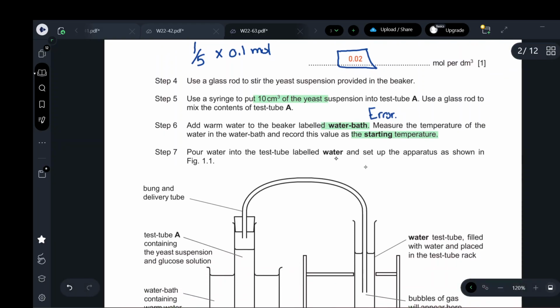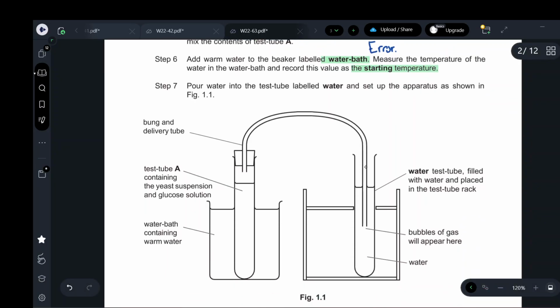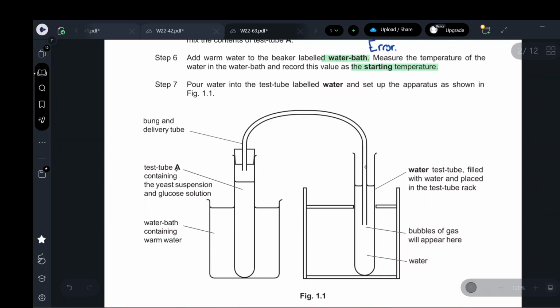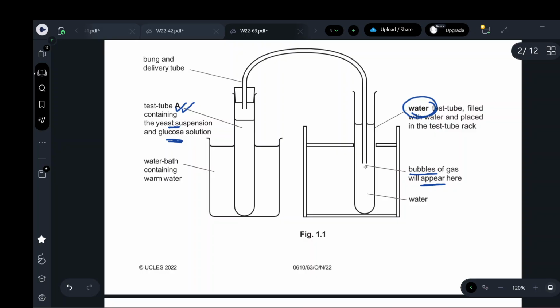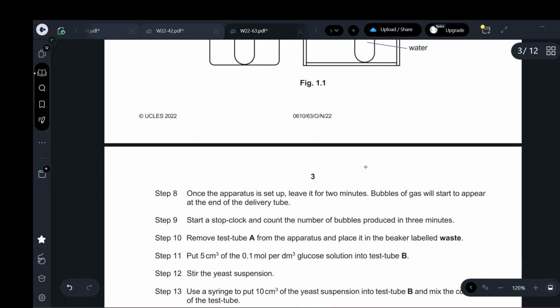Pour water into the test tube called water and set up the apparatus as shown. This is test tube A containing the yeast and the glucose, and this is the water bath. Here is another test tube with water in it, and bubbles of gas will appear here. Once the apparatus is set up, leave it for 2 minutes. Bubbles will start to appear. Count the number of bubbles in 3 minutes. This is another error. Counting the number of bubbles is not accurate.